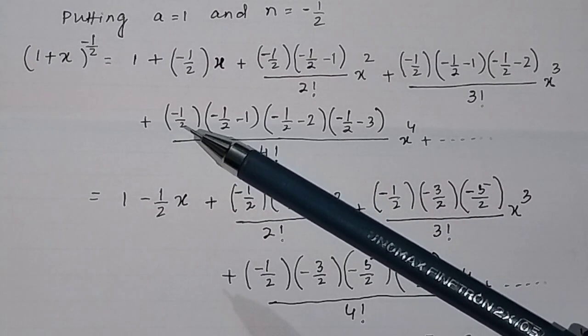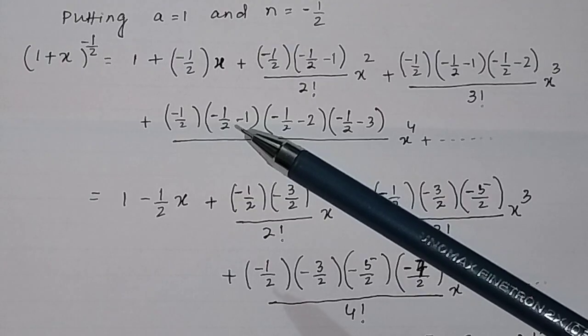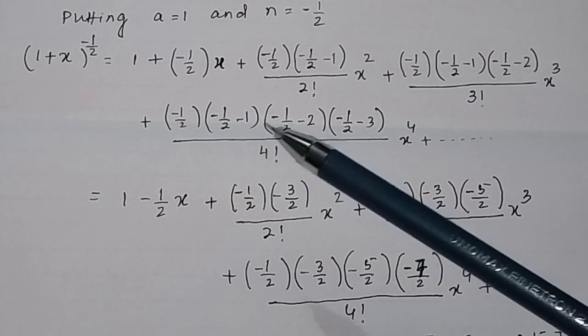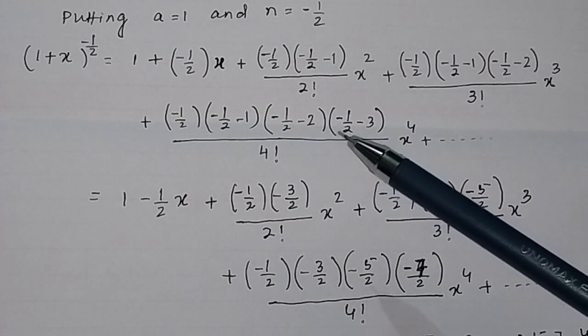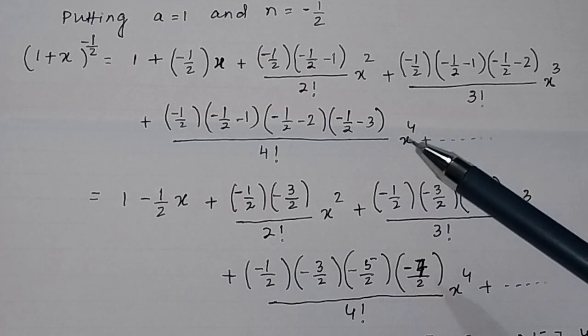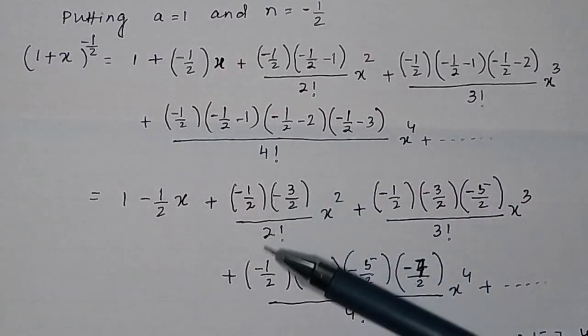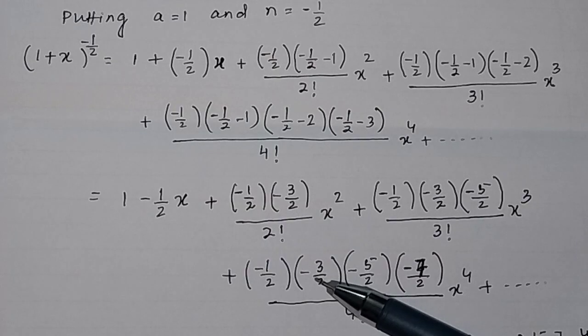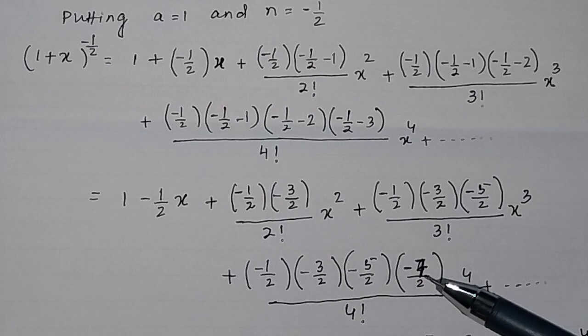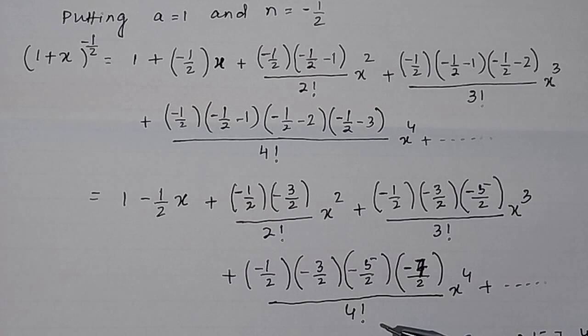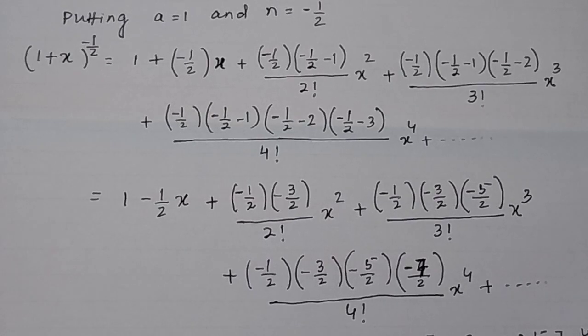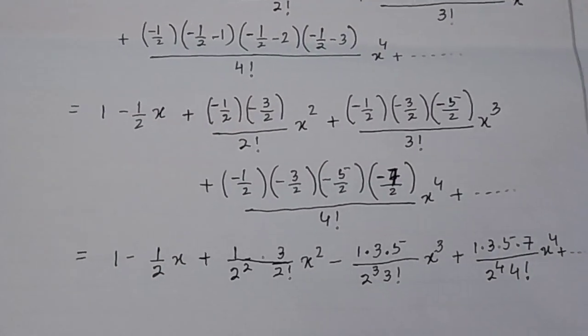And this term will be equal to minus half, minus 3 by 2, minus 5 by 2, minus 7 by 2 into x to the power 4 divided by factorial 4. So minus half, minus 3 by 2, minus 5 by 2, minus 7 by 2 divided by factorial 4 into x to the power 4. So now solve this equation.